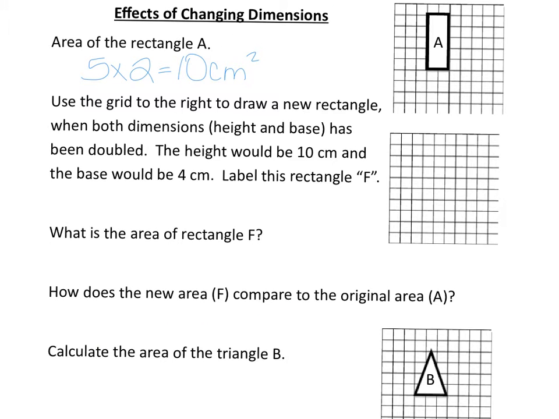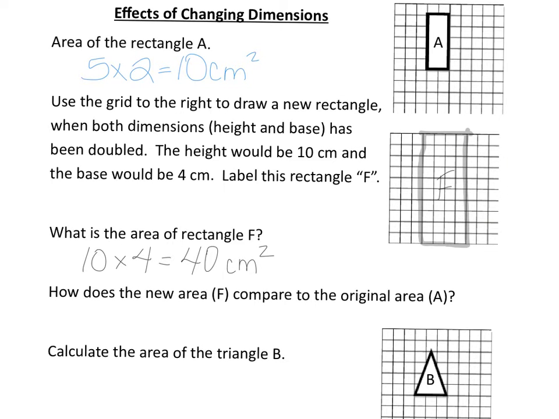Now moving on, we're asked to use the grid to the right to draw a new rectangle in which we double both dimensions, the height and the base. Therefore, the height is 10 and the base is 4. And we are asked to label this rectangle F. And we're asked to calculate the area of rectangle F. Well, 10 times 4 would be 40 centimeters squared, because we have 40 squares that measure 1 centimeter on each side that are covering that entire rectangle.